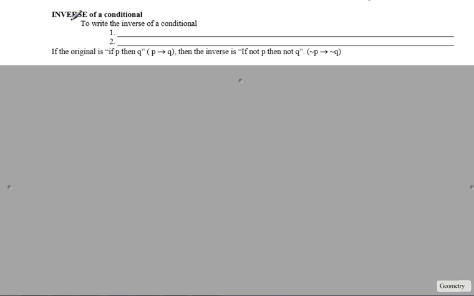Okay, the next definition that you're going to need to know is the inverse of a conditional. This needs to be in your notes. We need to know the definition of an inverse. So the same thing applies. To write the inverse of a conditional, you have to identify your hypothesis and your conclusion. Then once you've done that, the inverse is going to be negating your hypothesis and then negating your conclusion. So the hypothesis and the conclusion stay in the same spot, but we're going to take the opposite of both the hypothesis and the conclusion.